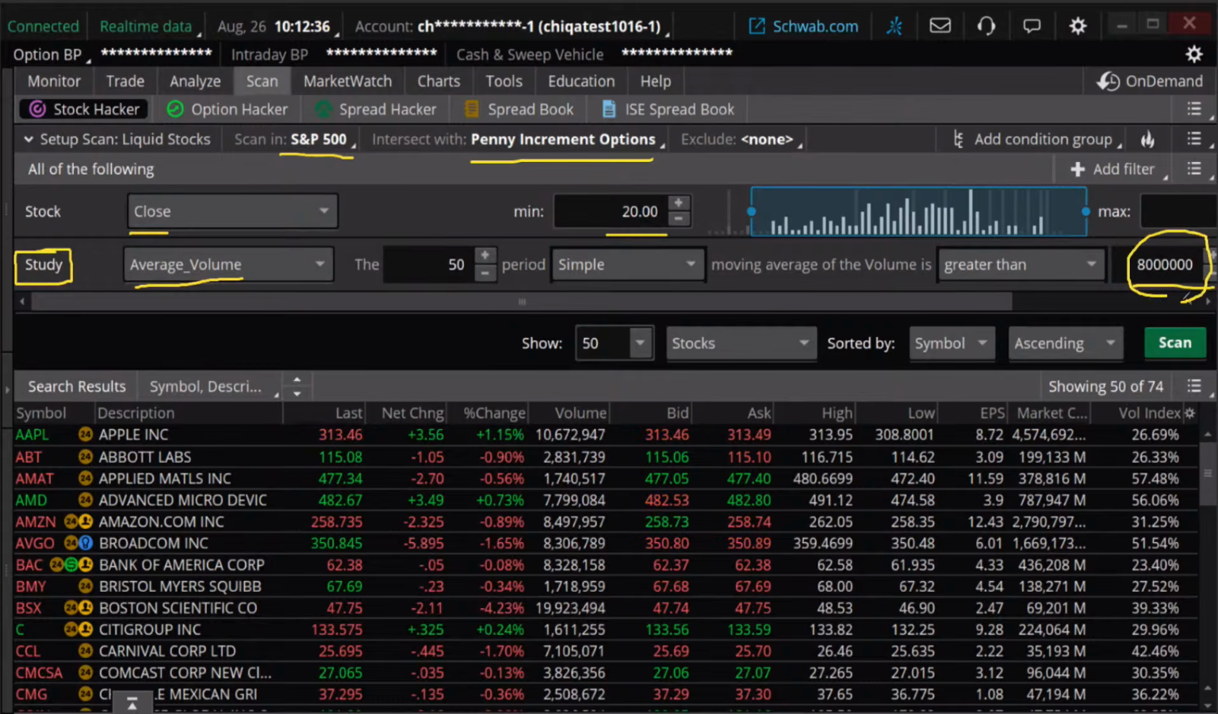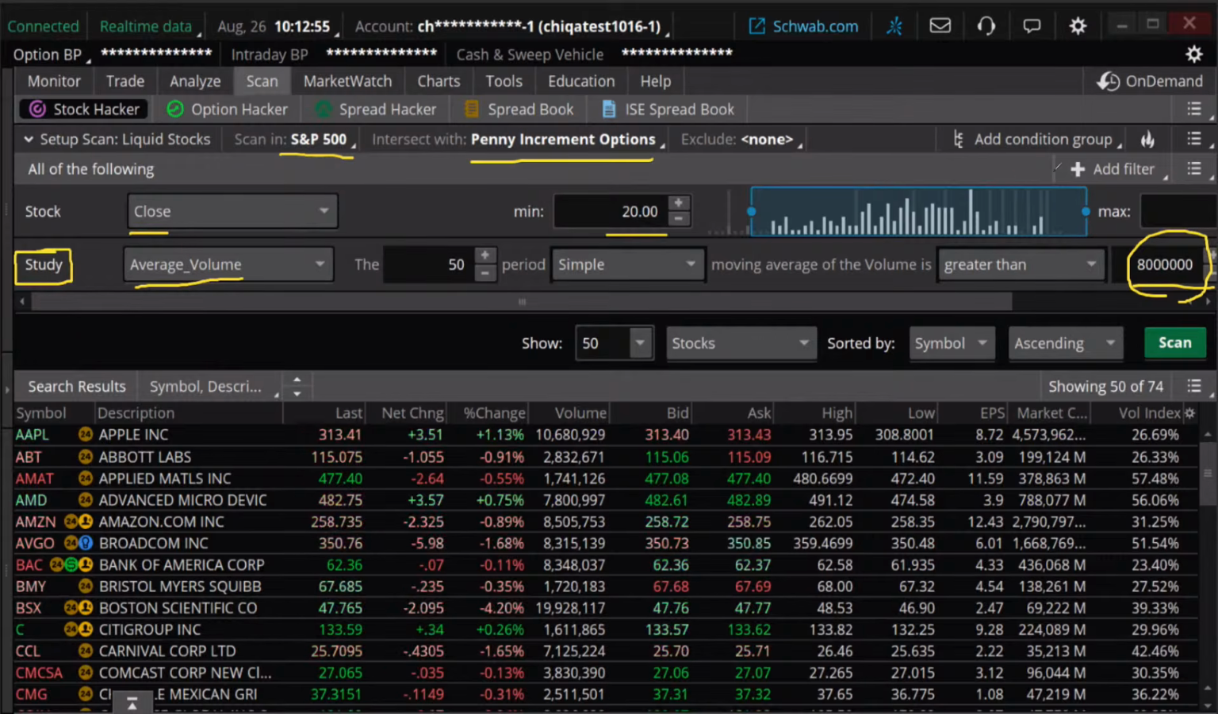Now, could you do 5 million? You could do 5 million. If you're trying to find liquid options, I'd probably do at least 5 million, to be honest. Could you do 10? You can do 10 million. You can do 15 million, something like that. Obviously, if you do 15, you're going to get fewer results. But I think this is a good starting point here.